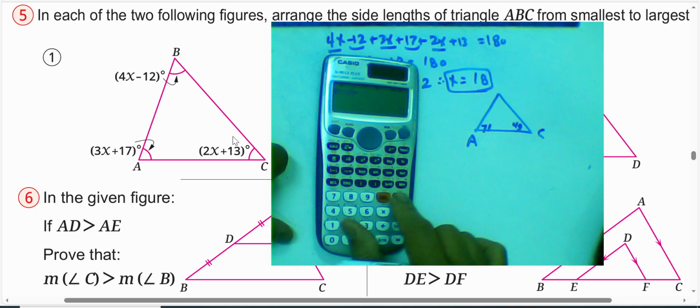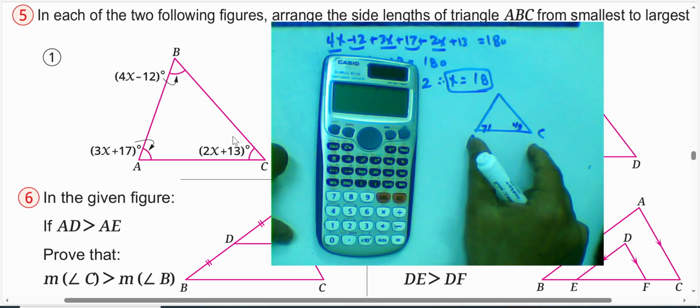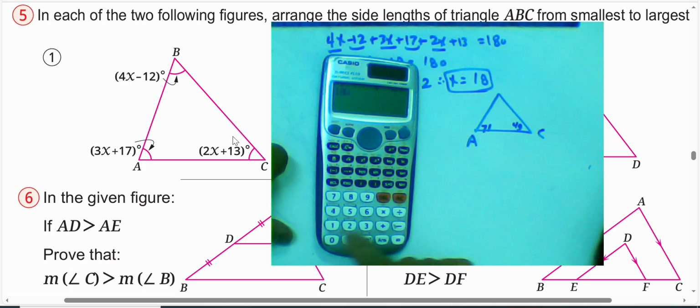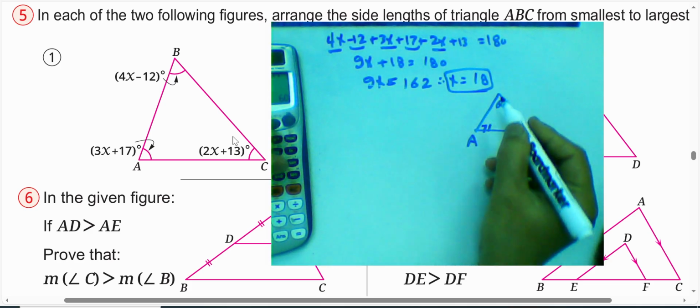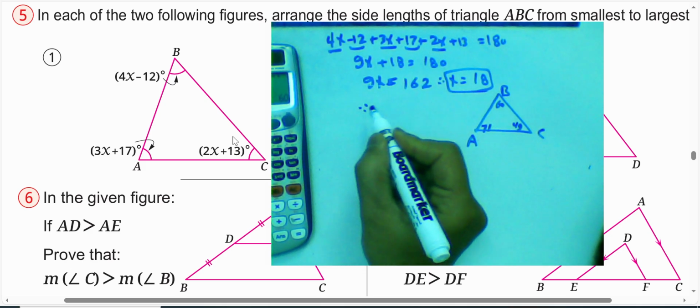And the third angle: 180 subtract the sum of the interior angles, 180 subtract 71 plus 49. The result will be 60 degrees. This is angle B. Now I will arrange.